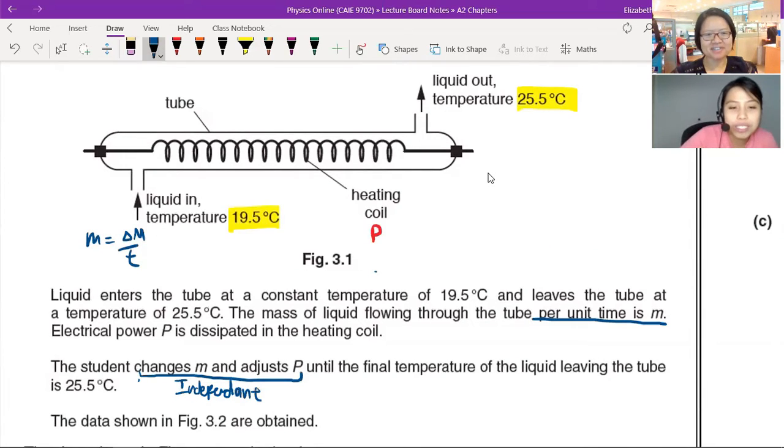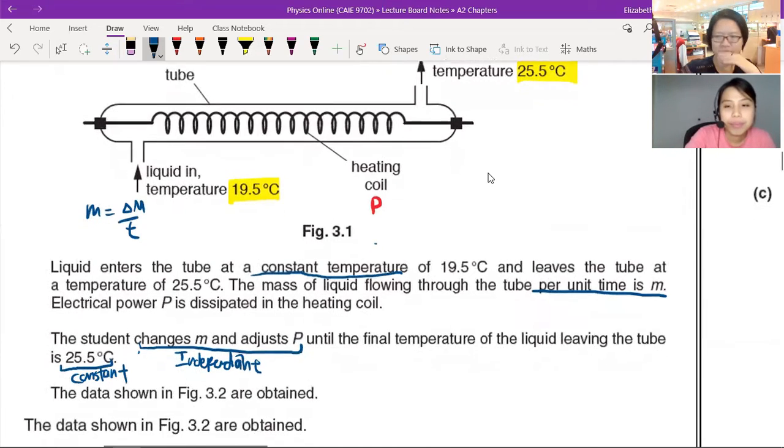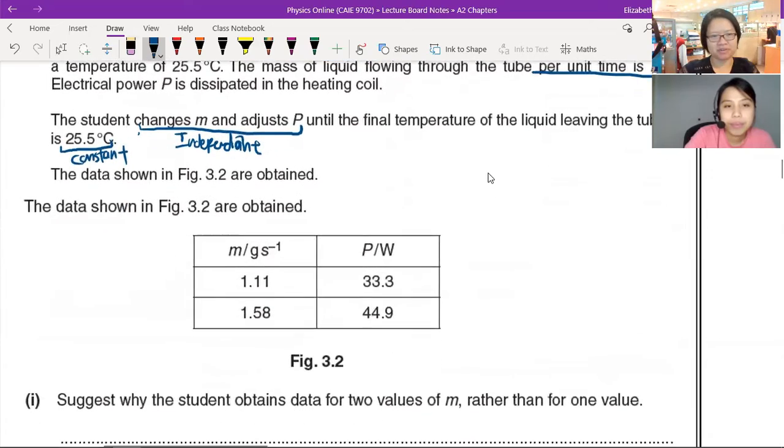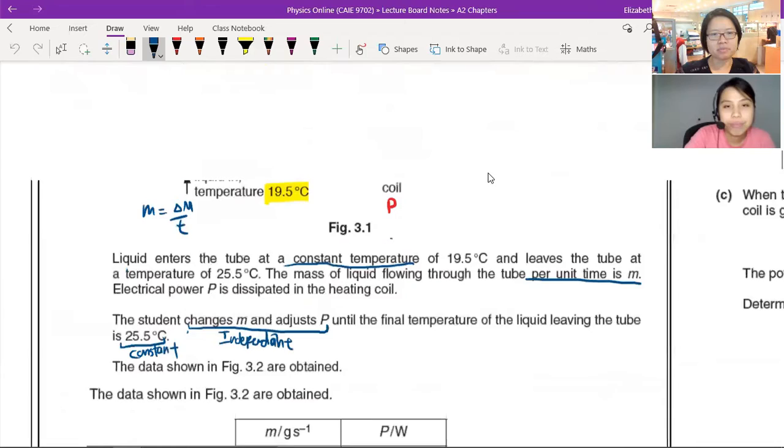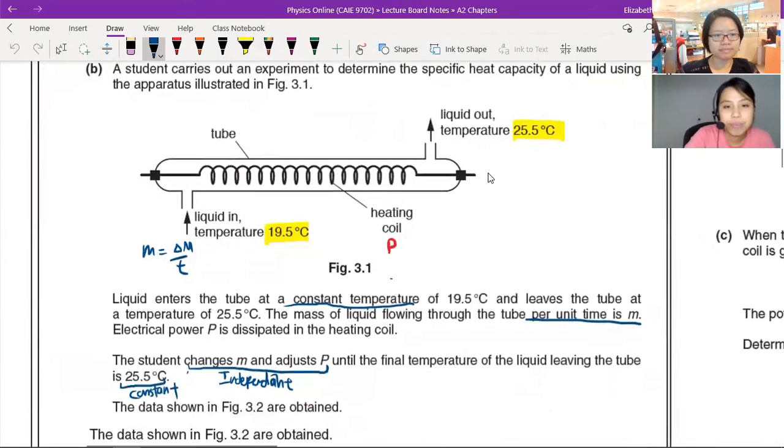Miss, such a troll. Don't know, maybe they've forgotten to bring their voltmeter and ammeter, so cannot measure. Okay, so I'm going to write beside the independent variable is this m and P. Then the constant variable would be temperature change.